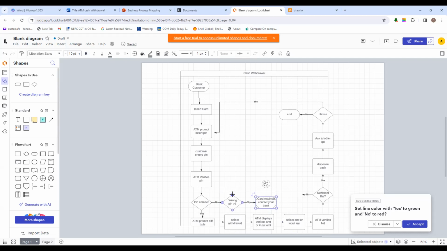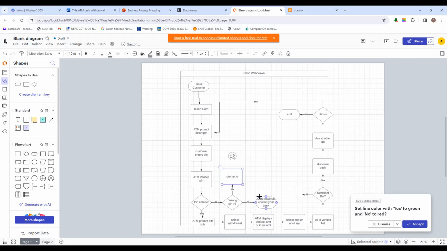If no, where does it go to? The ATM prompts different options, including cash withdrawal. No, wrong. Then insert pin again. It goes back to ATM prompt insert pin. We've already inserted it here. If it's no, it's not wrong. If it's not wrong, then it will go back to the ATM prompting different options, including cash withdrawal.